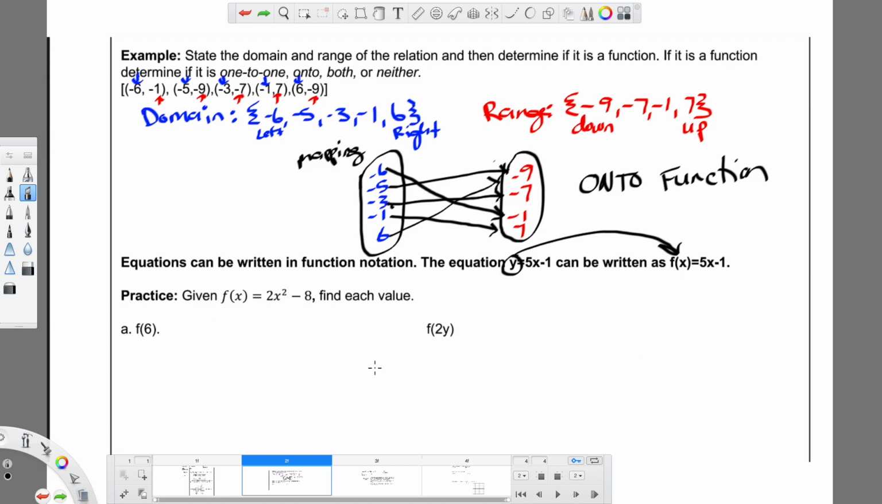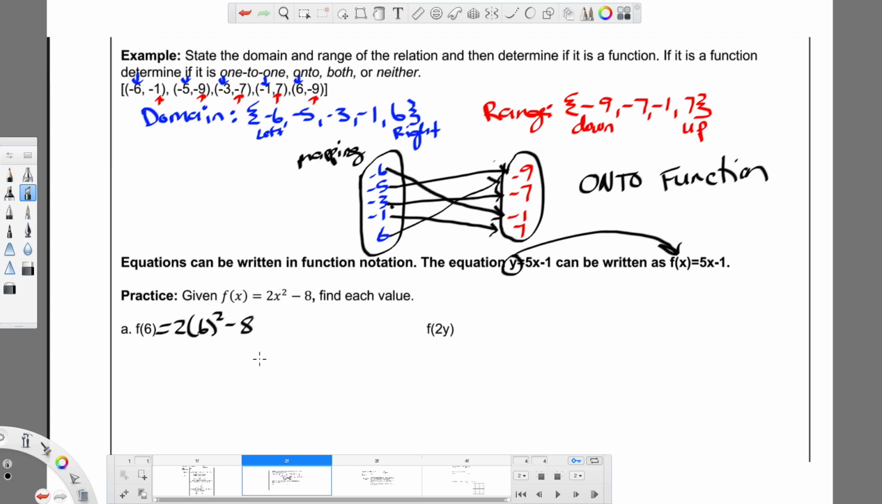So if we have f of x equals 2x squared minus 8, find the value of, we have two different equations here. So let's do the first one. We have f of 6 equals, so it's 2, instead of x, they're asking us to plug in 6. So 6 squared minus 8.